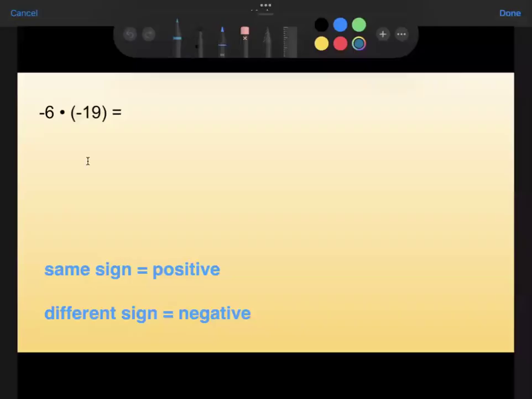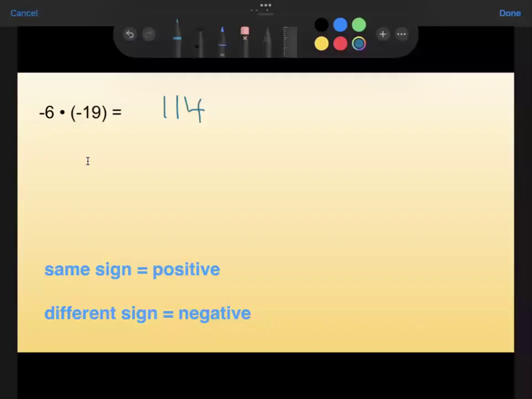Okay, here is our last example for today's video. We're going to take -6 and multiply it by -19. So since these are both the same sign, we're going to end up with a positive answer. So I'm going to put a little plus there, or you can leave it blank, whichever you prefer. But now I need to do 19 times 6. And again, you can do that any way you like. And you're going to end up with 114. So that means that's going to be your answer.